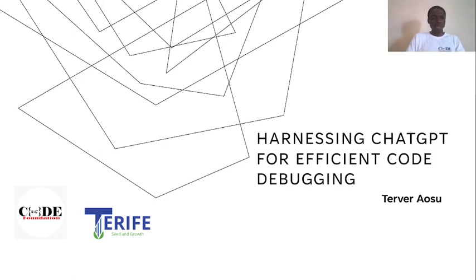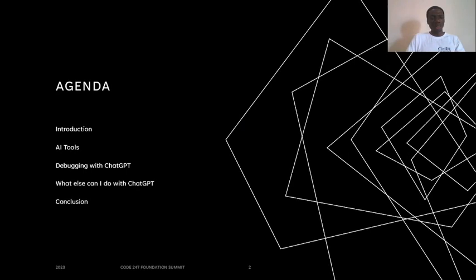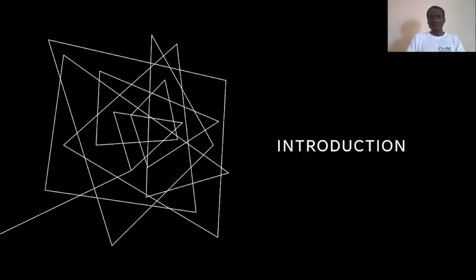So let's get to the agenda of today. We'll be talking about, of course, ChatGPT, but then we'll be looking at other AI tools because ChatGPT is just one of them. There are several other tools in the market, and we'll be looking at them briefly, and then we'll be getting to a practical session where we're looking at how to visually debug our code with ChatGPT. So let's get into the introduction quickly.